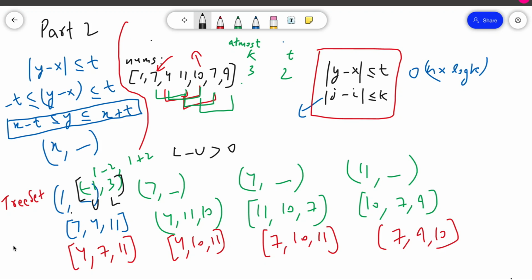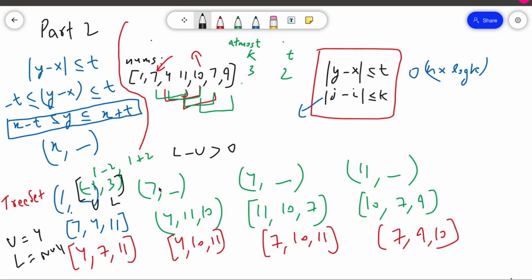So in this case the upper bound of -1 is 4 and lower bound of 3 is null. Okay, so there is no number in this tree set structure that lies within this range. We can see that also: in -1 to 3 there is no number greater than -1 and less than 3. Okay, so we will move on to the next number 7.